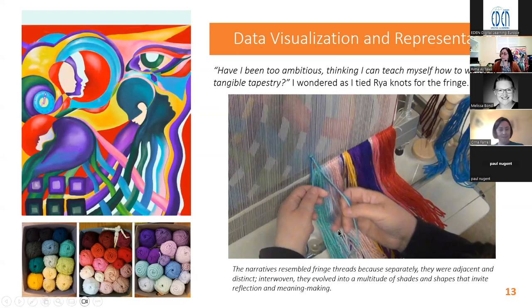So if you look at that picture here, I saw the narratives and the stories as the fringe threads, which were so distinct, so separate, and one next to the other. But when I started interweaving them, they evolved into a multitude of shades and shapes that invited a lot of reflection and meaning making for me.